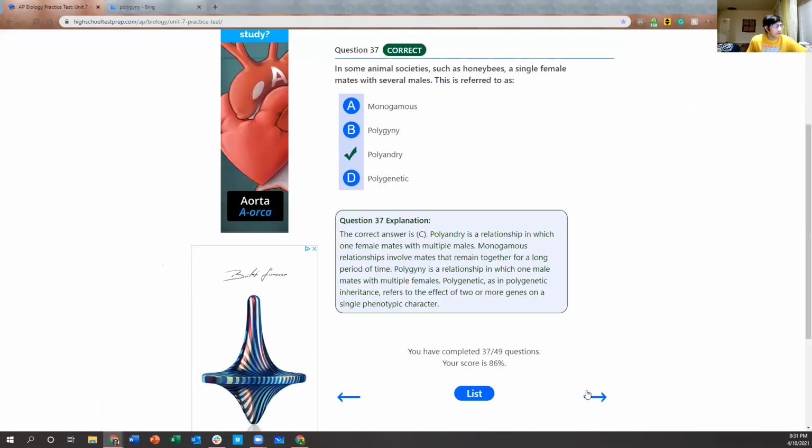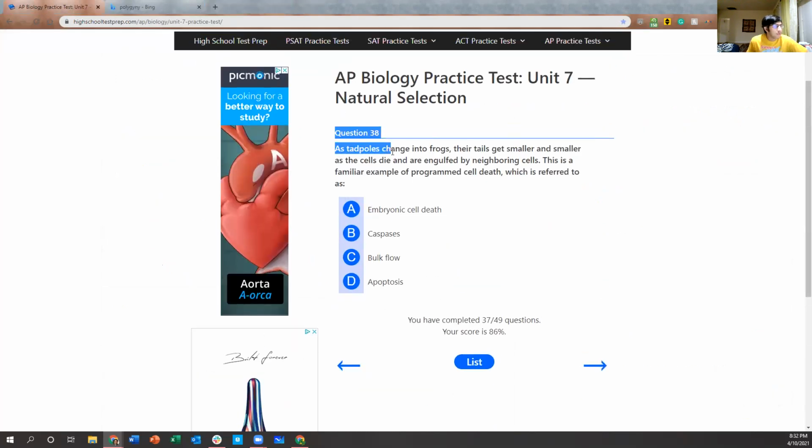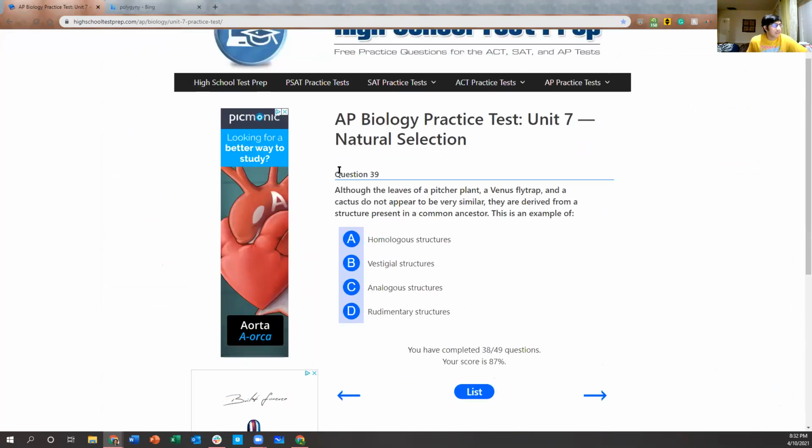Okay, cool. As tadpoles change into frogs, their tails get smaller, cells die. That's apoptosis, programmed cell death. We learned that much earlier in the year. Okay. Although the leaves of a pitcher plant, Venus flytrap, and a cactus do not appear to be very similar, they are derived from a structure present in a common ancestor. So if they do have a common ancestor, that means that that's homologous, right? Because it's diverging evolution, not analogous. Analogous would be similar function. Same structure means common ancestor means homologous structure.